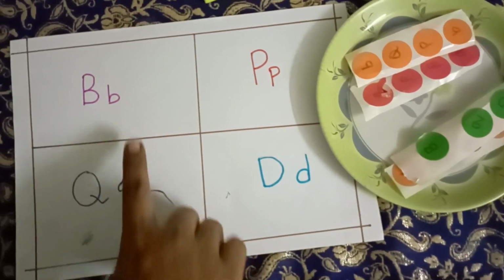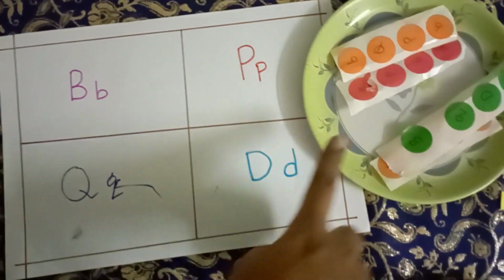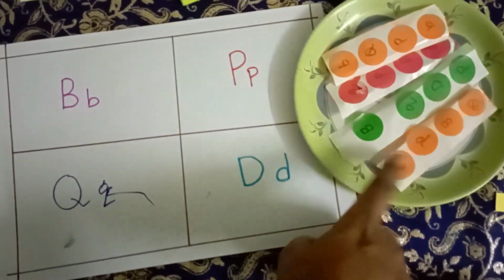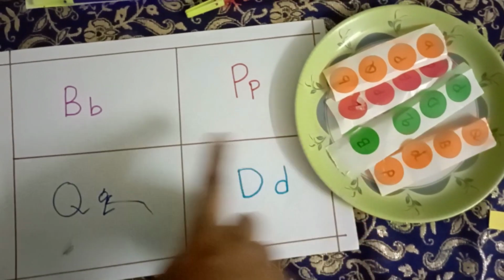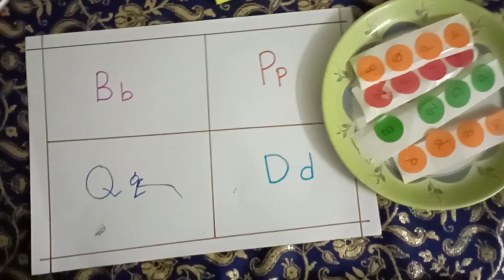Okay, next worksheet I have given 4 letters and respectively I have given some dot stickers which contain alphabets. Okay, you have to find the correct alphabet and stick here. Okay, do it.